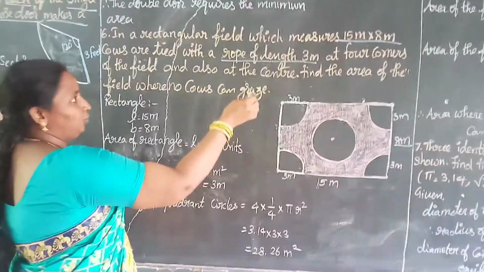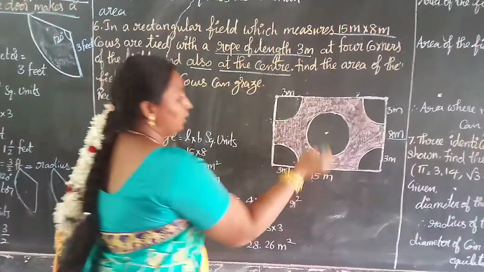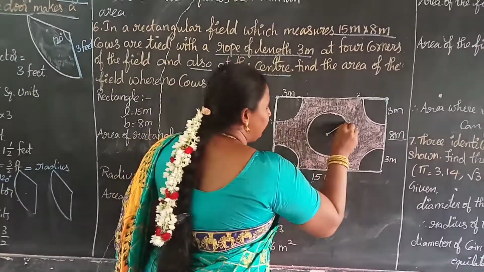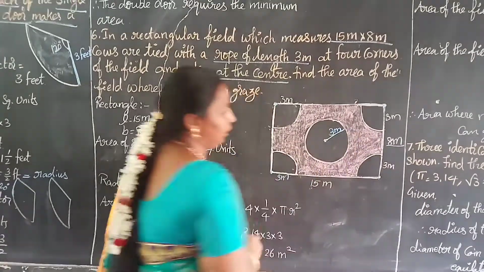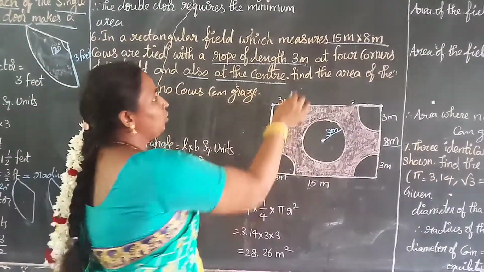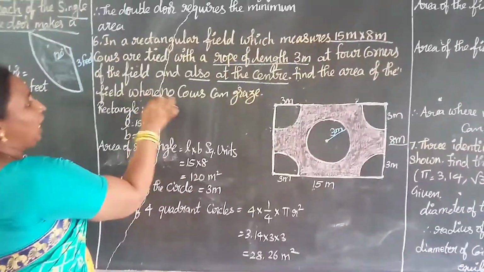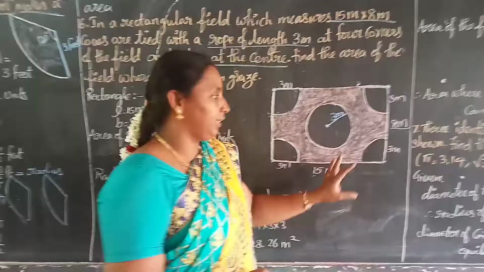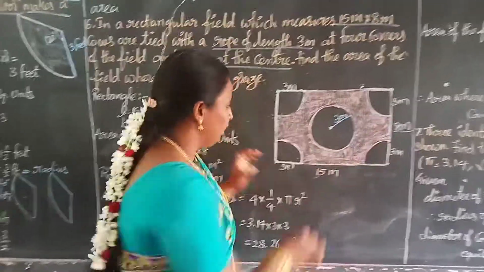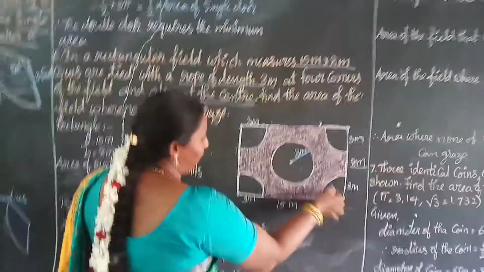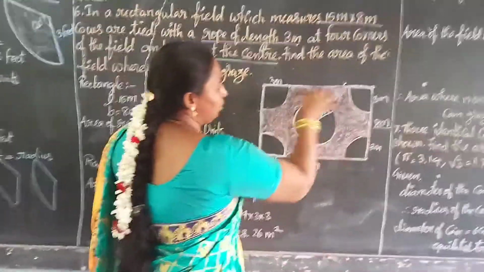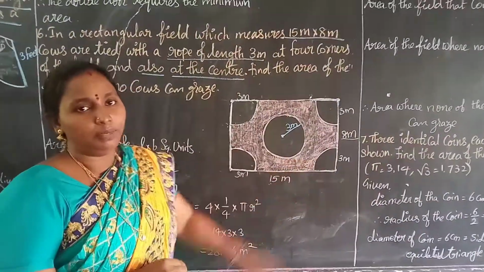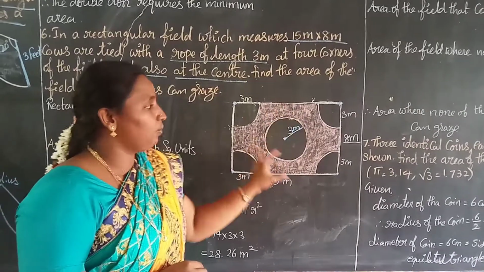So what they asked to find, and also at the center. In the center also one cow is tied with a rope, so the radius of this circle is 3 meter. Find the area of the field where no cows can graze. So what is the area? They asked where the cow doesn't graze. Here I shaded that area. The cows will graze in these 4 parts and the full circle at the center. So the shaded part is the area where no cow will graze. This area we are going to find.